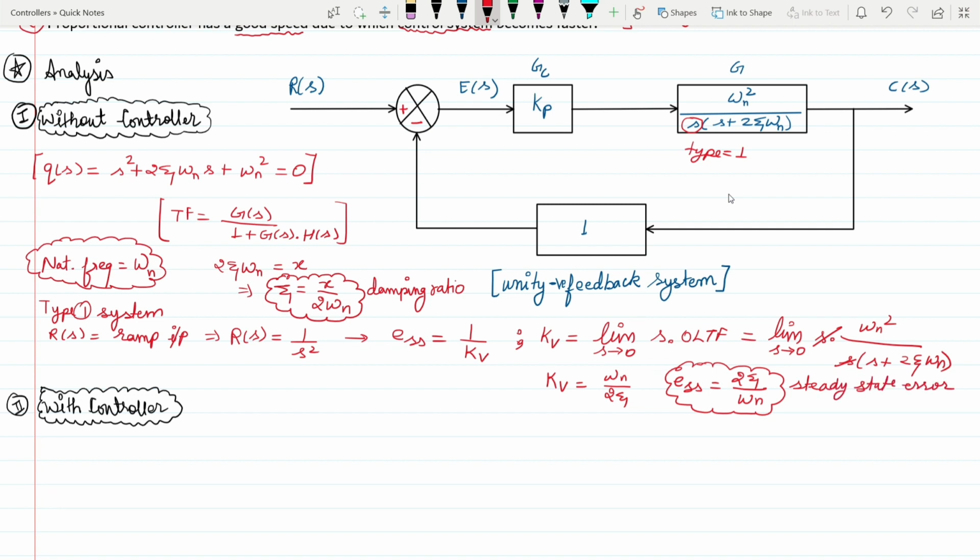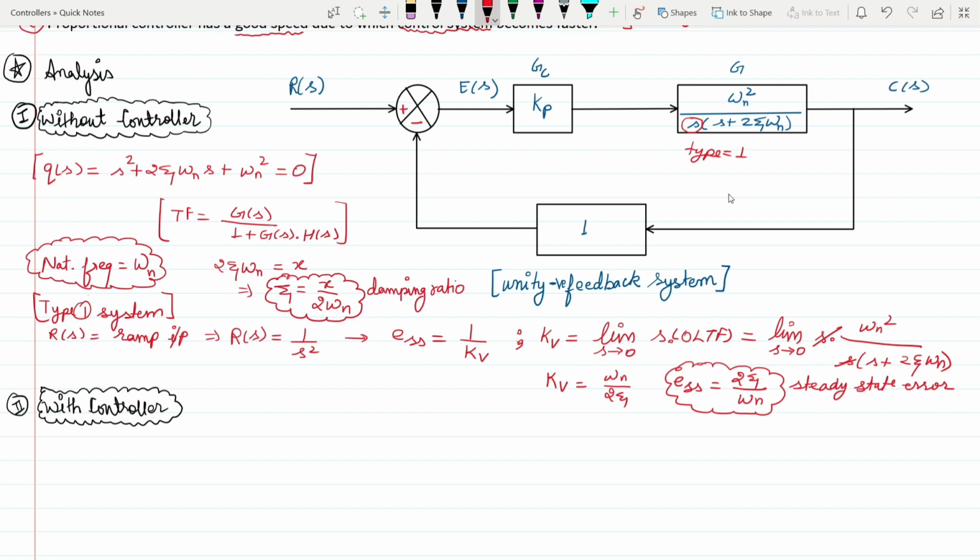You must know in which case we have calculated the steady state error, which is in the case of a type 1 system. Since it is a type 1 system, we have considered the ramp input, and for the ramp input the steady state error is 1 upon Kv, where Kv is equal to limit s tending to 0 of s into OLTF. Here OLTF is the open loop transfer function.